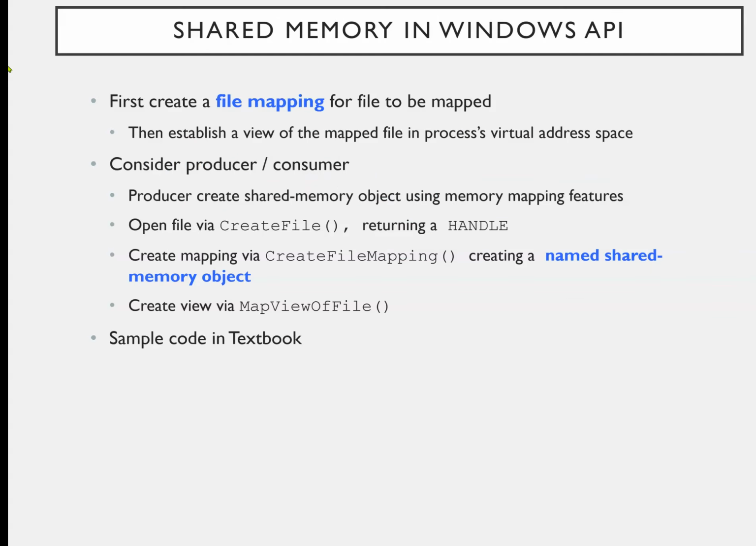All right, in the Windows API, we create a file mapping and then establish a view of the mapped file. So the producer would create a shared memory object, open the file via create, and create a mapping via CreateFileMapping, and that creates a named shared memory block.